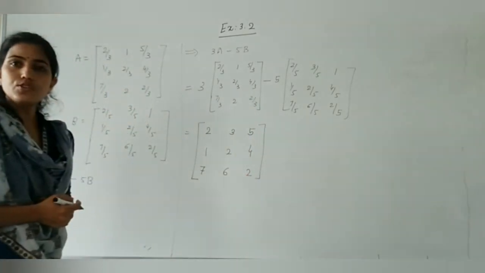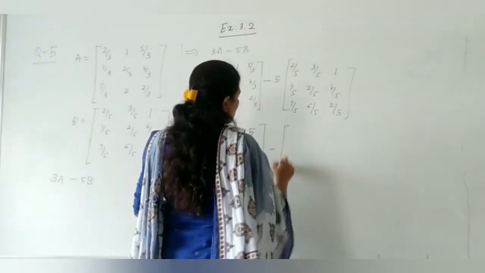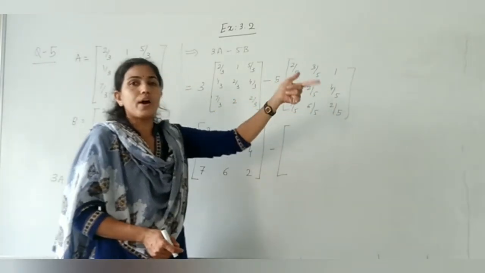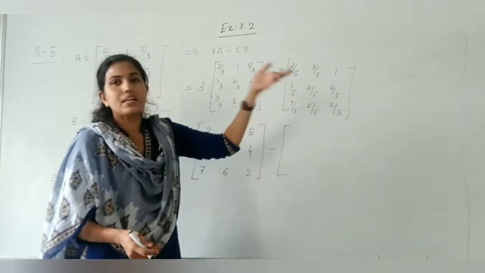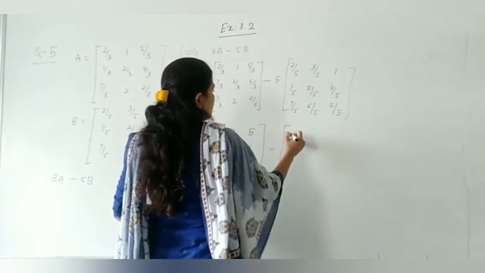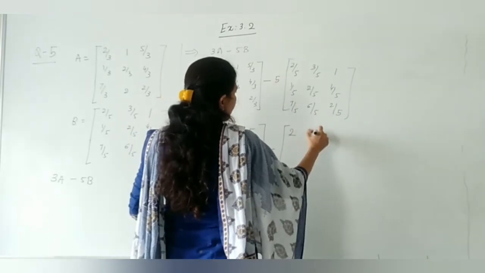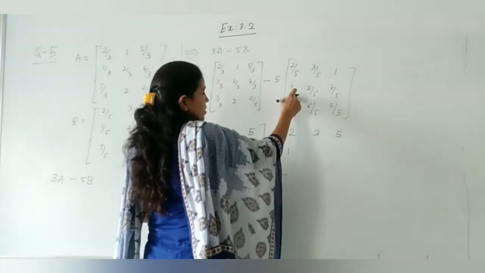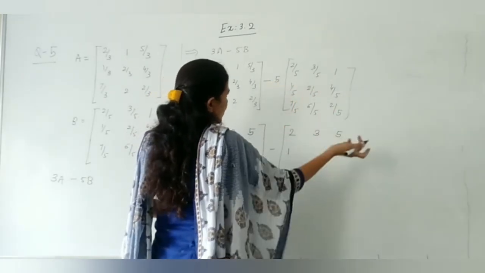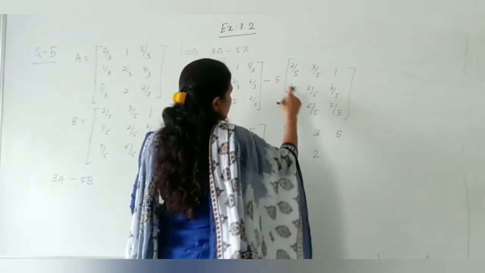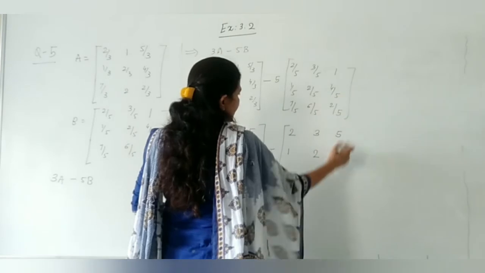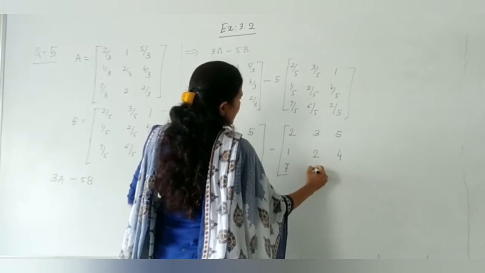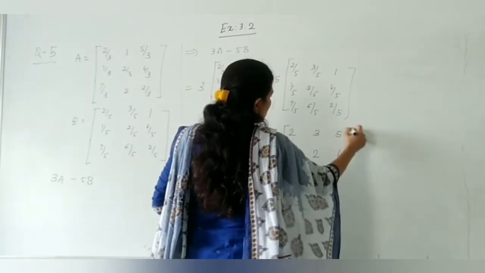So this is 3 into A minus 5 into B. So what we have to do? We have to multiply each element of B with 5. Whenever we find the denominator, we can cancel it. So directly 5 into 2 by 5, it is 2. 5 into 3 by 5, so 3. 5 into 1, 5. 5 into 1 by 5, so 1 as 5 will be cancelled. 5 into 2 by 5, so 5 cancels, answer will be 2. 5 into 4 by 5, answer will be 4. 5 into 7 by 5, 7. 5 into 6 by 5, so 6, and 5 into 2 by 5, so 2.